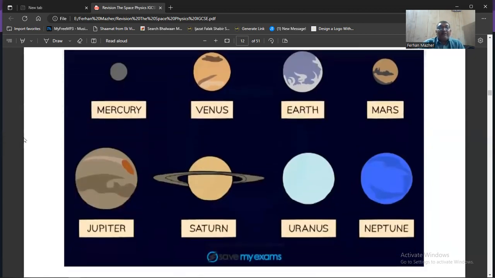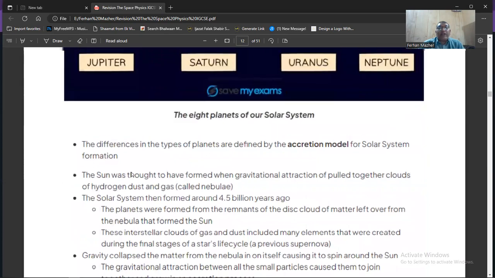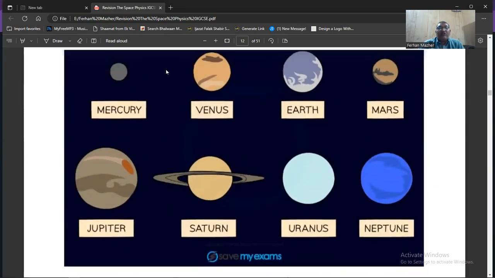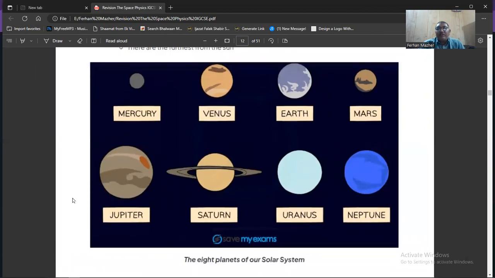So here we have Mercury, Venus, Earth, and Mars. These 4 are rocky. Jupiter, Saturn, Uranus, and Neptune. These 4 are gaseous planets. The 8 planets of our solar system.